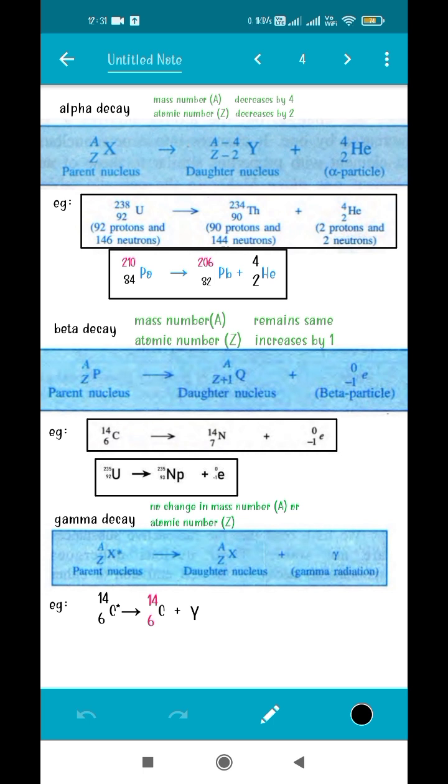Similarly, from uranium we are getting neptunium. The atomic number is changing. It is increasing from 92 to 93, but the mass number is not changing, and along with that an electron or a beta particle is removed. You have to mention which particle is removed.